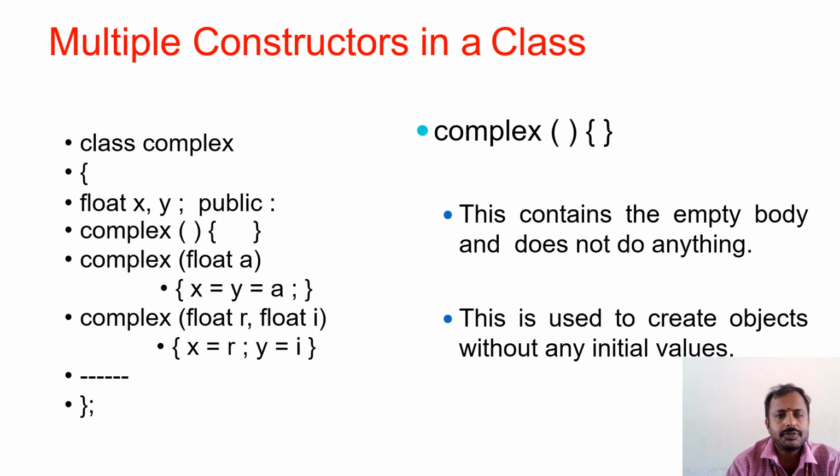Here I have another example for multiple constructors in a class. I have a class complex which has two data members x comma y, and I have a complex non-parameterized constructor, and I have another constructor which accepts only one parameter, and another constructor which accepts two parameters. So how is the compiler going to invoke the function? It depends on the number and type of arguments that we supply, which will distinguish what constructor is to be called during runtime.